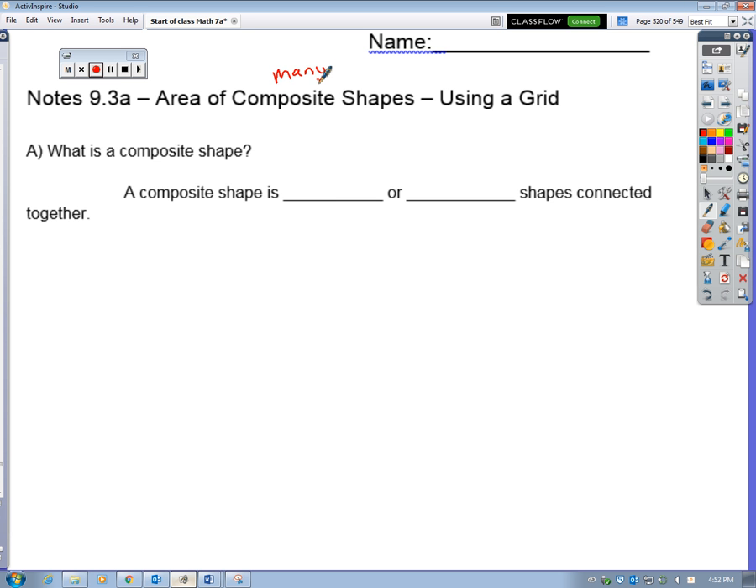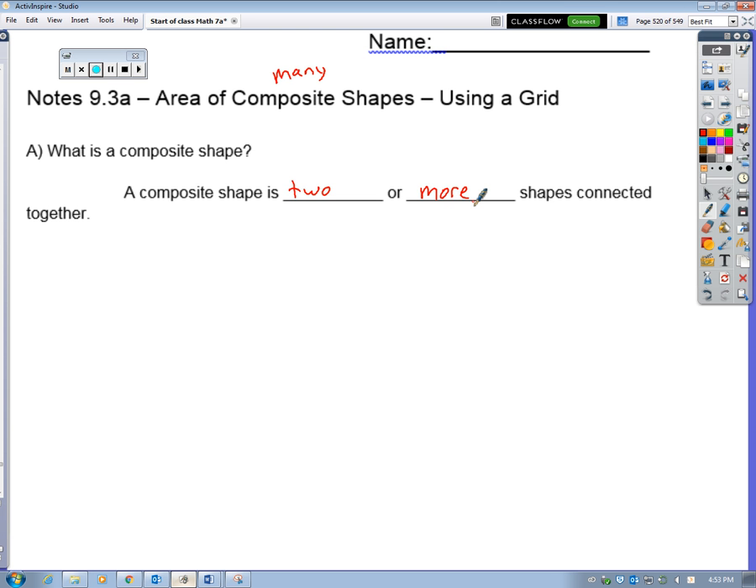A composite shape is two or more shapes that are connected together. And you guys have already calculated the area of shapes by themselves, such as triangles, rectangles, circles, things like that. Now we're just going to be putting those shapes all together to kind of make one big shape.